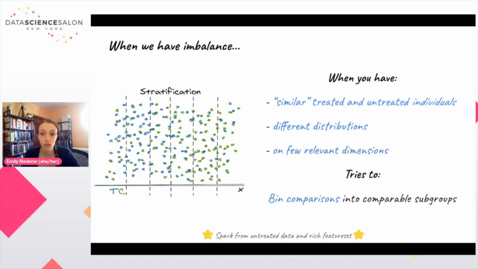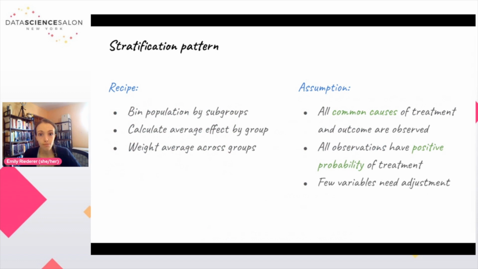This can be a useful pattern when you have similar treated and untreated individuals, but you know that the groups differ on a couple of key dimensions. It generally works by trying to bin data into more comparable subpopulations. Basically, the recipe is to bin our population into subgroups based on factors that might simultaneously influence both who received the treatment and how they performed on our outcome metric of interest. In theory, then, within each of these subgroups, the treatment and control observations should be more comparable. We can then calculate that causal effect that we care about, the difference between the treatment and the control, within each subgroup. And finally, then, we can reweight those strata-level causal effects to that overall population distribution.